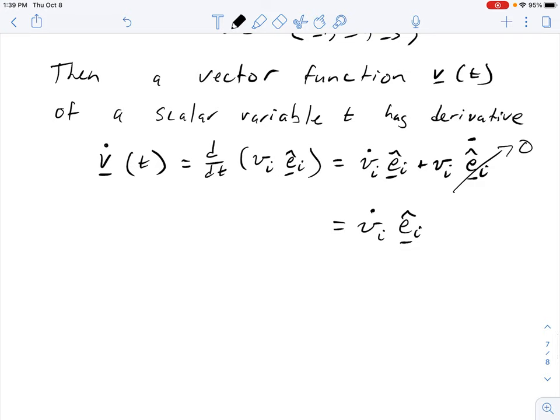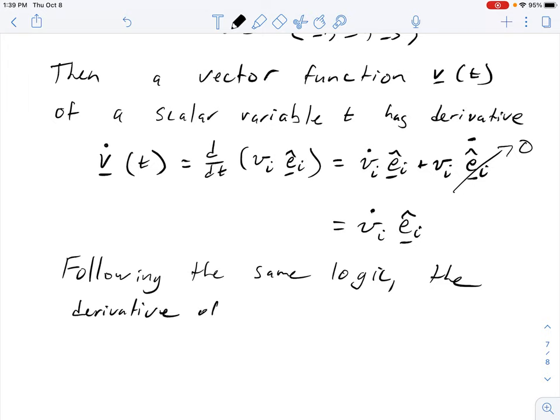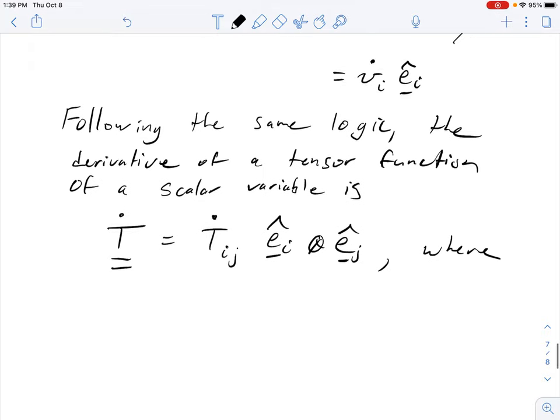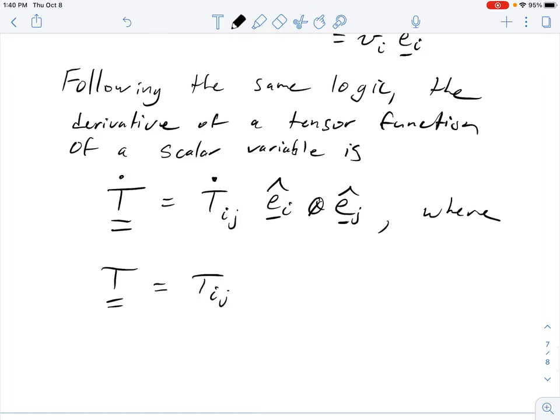Following the same logic, the derivative of a tensor function of a scalar variable is going to go like this. T dot is equal to Tij dot Ei tensor product Ej, where T is equal to Tij Ei tensor Ej.